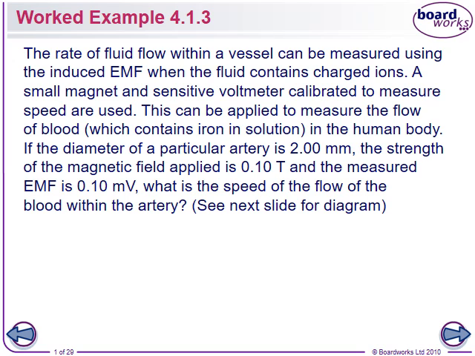If the diameter of a particular artery is 2 millimeters, the strength of the magnetic field is 0.1 Tesla, and the measured EMF is 0.1 millivolts, what is the speed of the flow of blood within the artery? So we are just taking these numbers that we know, we're applying a magnetic field that we know, we are getting a voltage that we know, and from this we can calculate the speed that blood is passing through this artery.